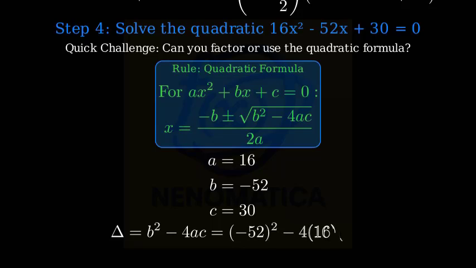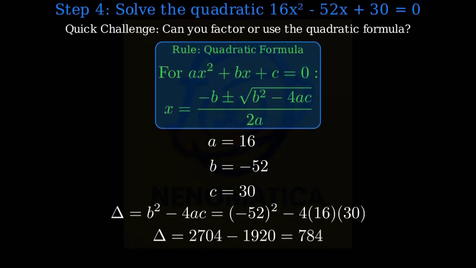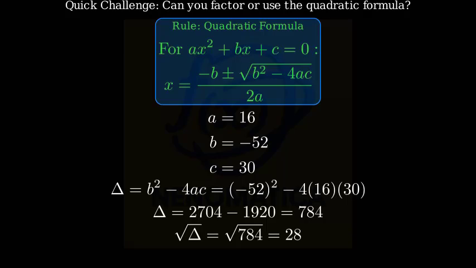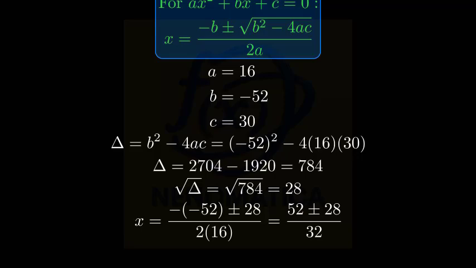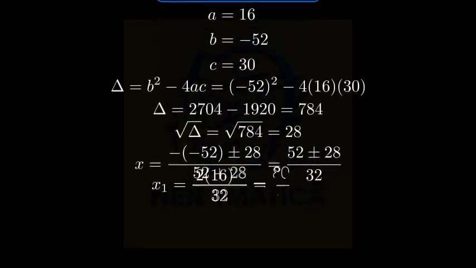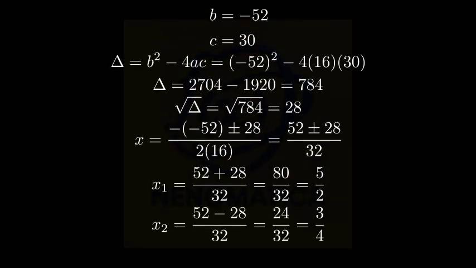Let's first calculate the discriminant. That's negative 52 squared minus 4 times 16 times 30. That's 2,704 minus 1,920, which equals 784. The square root of 784 is 28. Now we can find the two values of x. It's 52 plus or minus 28, all divided by 32. That gives us x equals 80 divided by 32, which simplifies to 5/2. And the other value is x equals 24 divided by 32, which simplifies to 3/4.